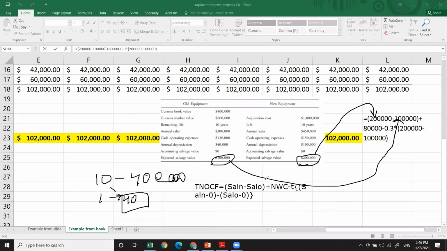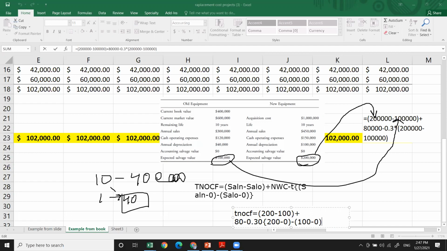So that's why if you calculate terminal non-operating cash flow, then it will be 200,000 minus 100, this is new minus old, plus net working capital, which is 80,000, minus the tax, which is 0.30, and the brackets in here you find it: 200 minus 0. You close the bracket here, minus 100,000 minus 0.